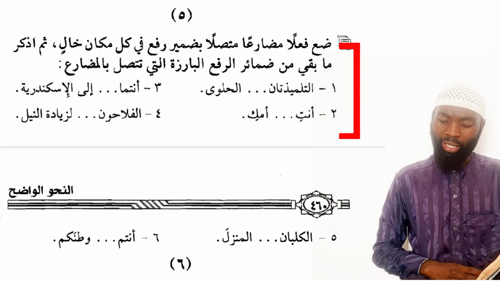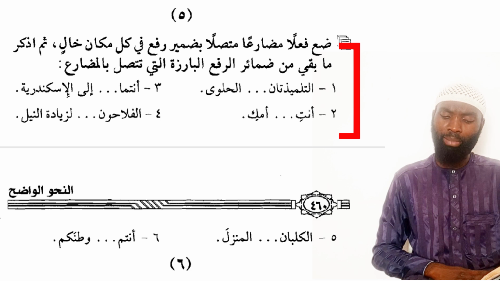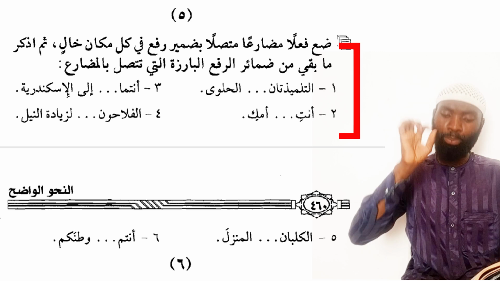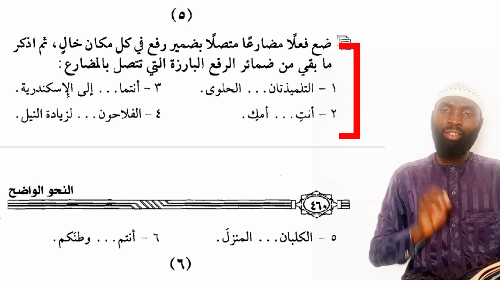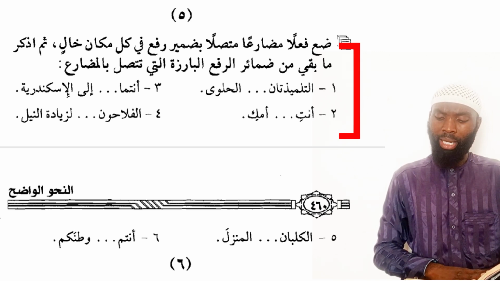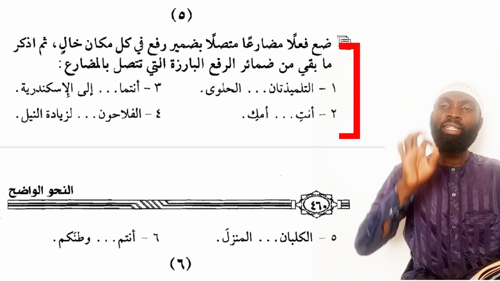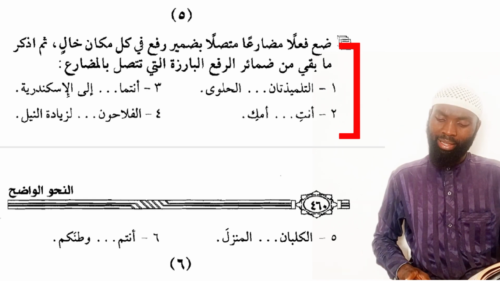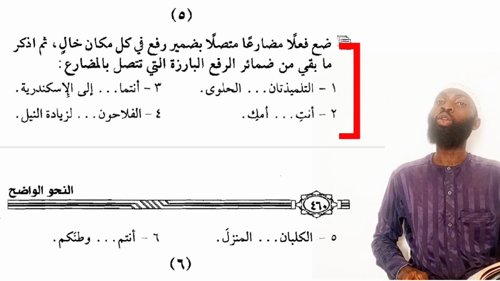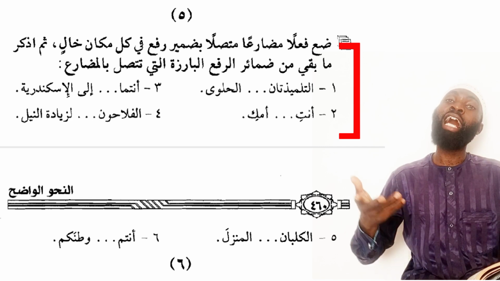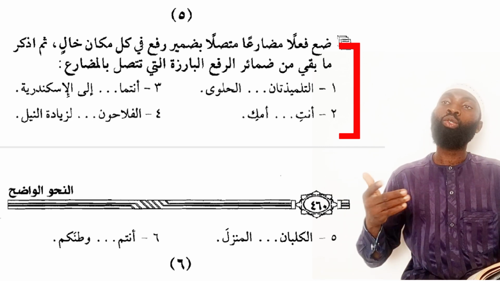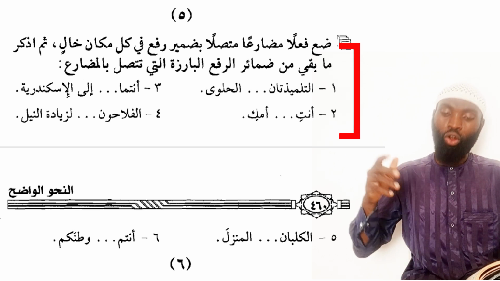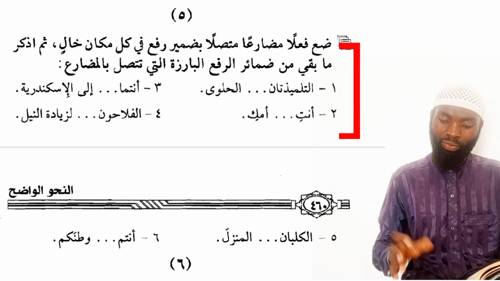تمرين الخامس number 5, it says ضع فعلا مضارعا متصلا بضمير رفع في كل مكان خالي. Place a present tense verb which has an attached pronoun in the following blank spaces. ثم اذكر ما بقي من ضمائر رفع البارزة التي تتصل بالمضارع. Then mention the remaining pronoun that you did not use which can also be attached to the present tense. We have التلميذتان الحلوى. You can say التلميذتان تأكلان الحلوى. Number 2, أنت تطيعين أمك. Then we have أنتما تسافران إلى الإسكندرية. You can solve the remaining.